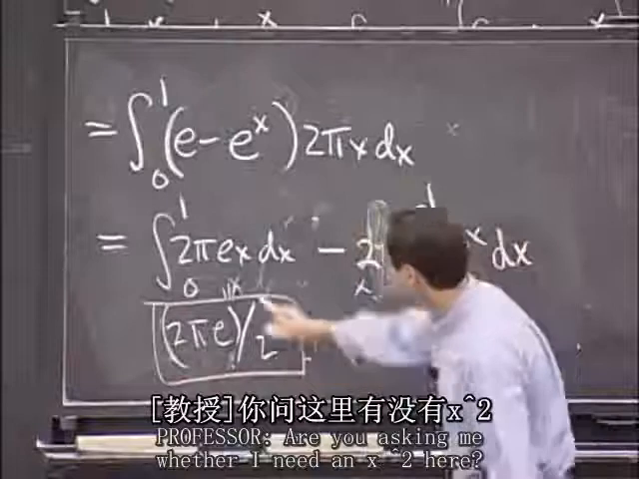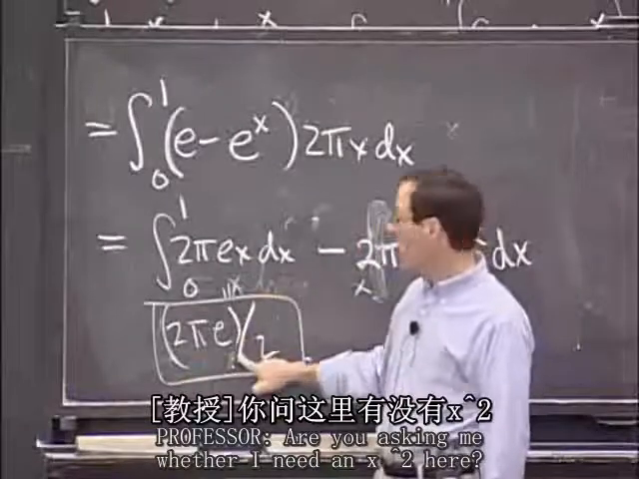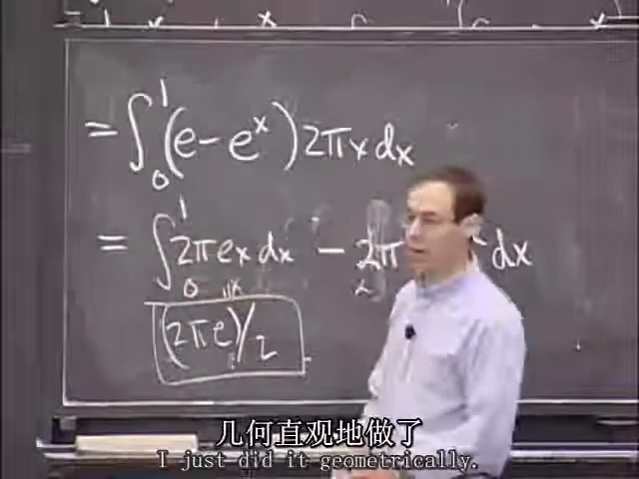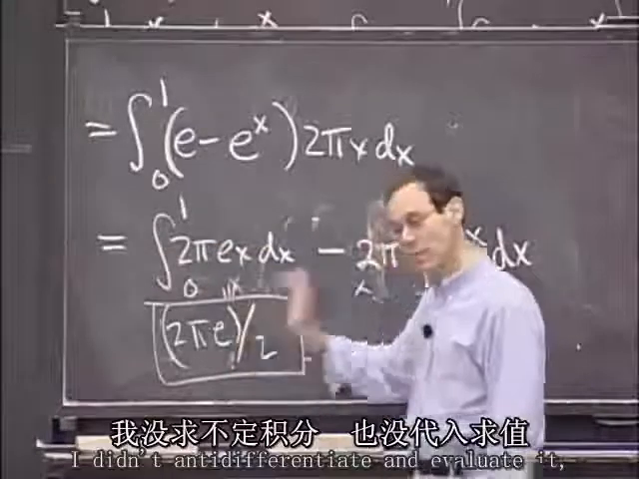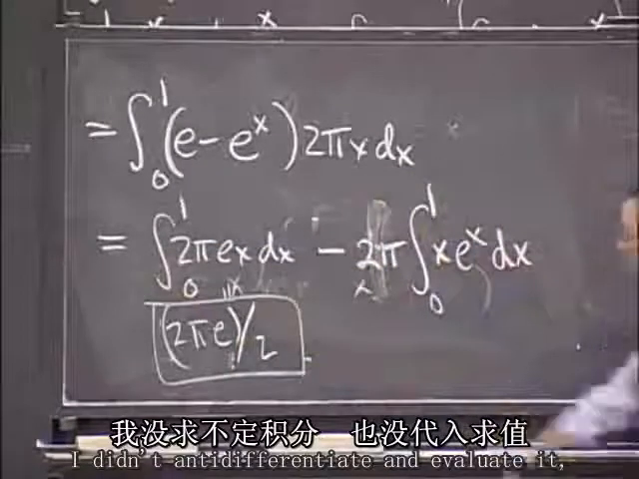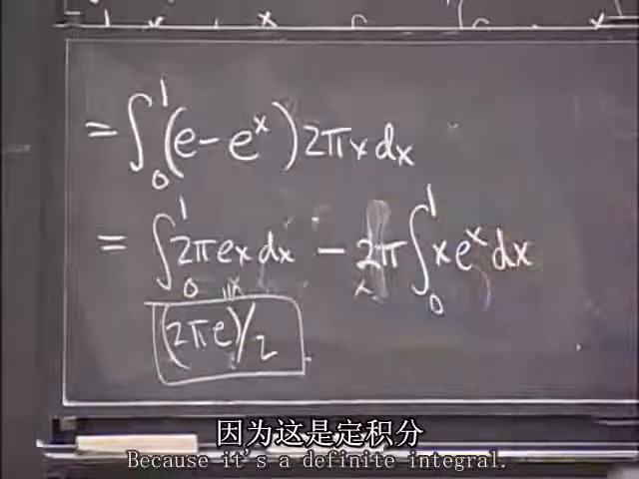Are you asking me whether I need an x squared here? I just evaluated the integral. I didn't. I just did it geometrically. I said this is the area of a triangle. I didn't anti-differentiate and evaluate it. I just told you the number because it's a definite integral.